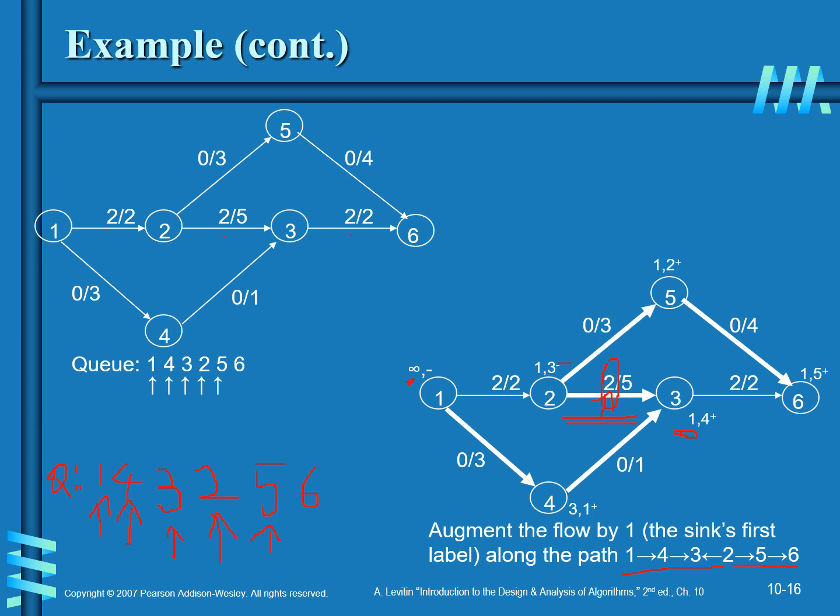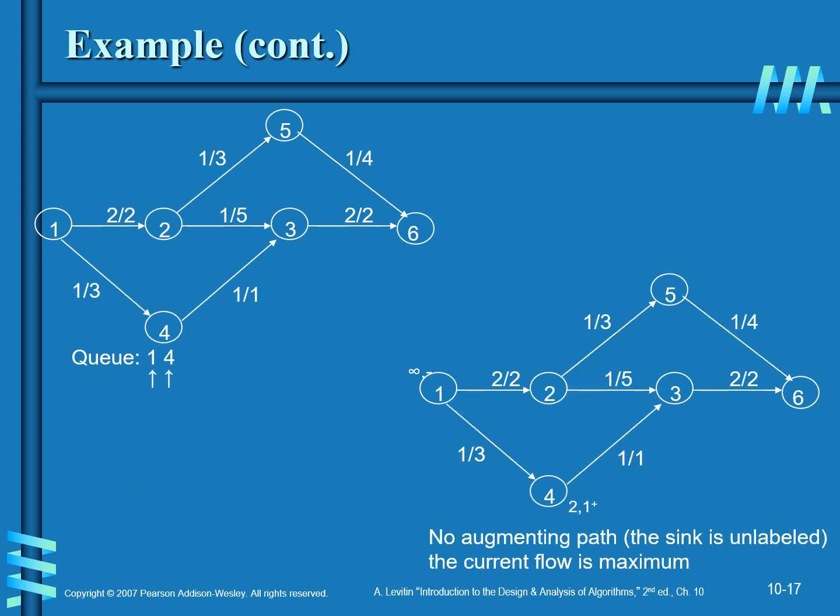I'll show the graph next. See, in this path also the flow is increased. Here also increased. Here decreased. Here also increased. Here also increased. So this is the graph after the second iteration. Again you have to repeat this, and you stop when you couldn't find an augmenting path.